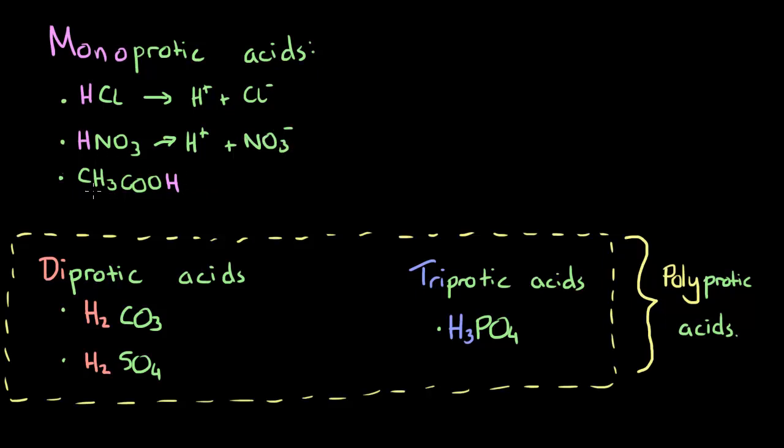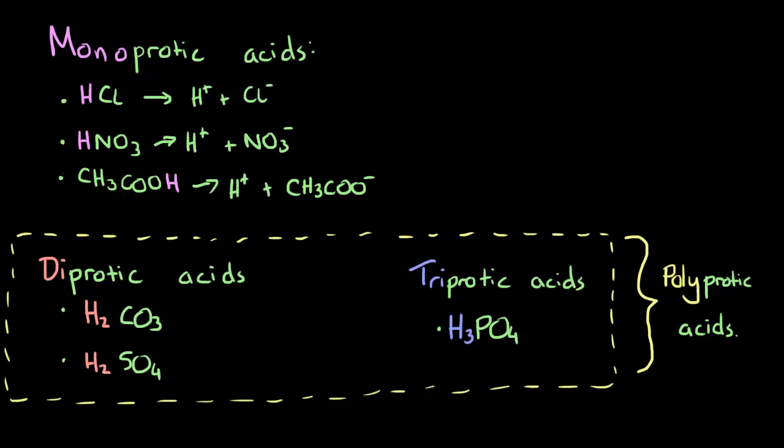Now some people get confused with the acetic acid because they see that it's got four hydrogens, so how can it be monoprotic? The key here is that we're talking about ionizable protons. With acetic acid you can ionize one proton to form H+, and you also form acetate, but you can't then cause these hydrogens from the acetate to also form H+. So only one hydrogen in that molecule can do that.